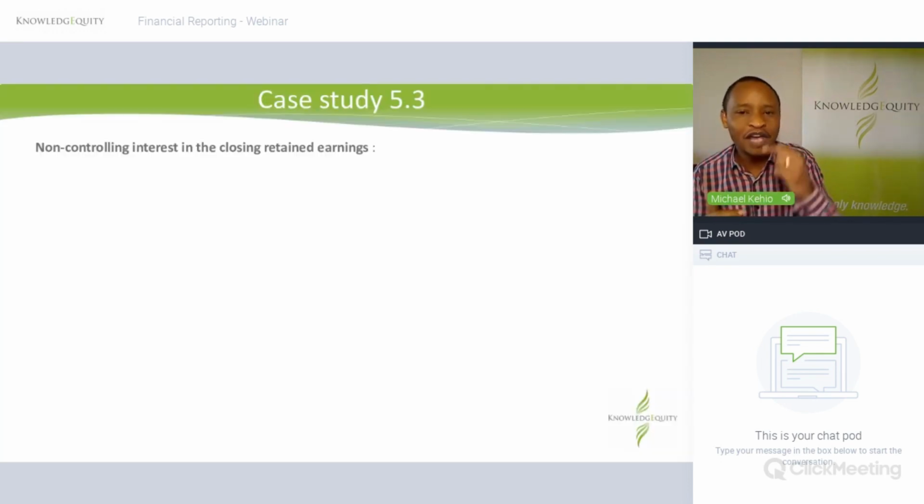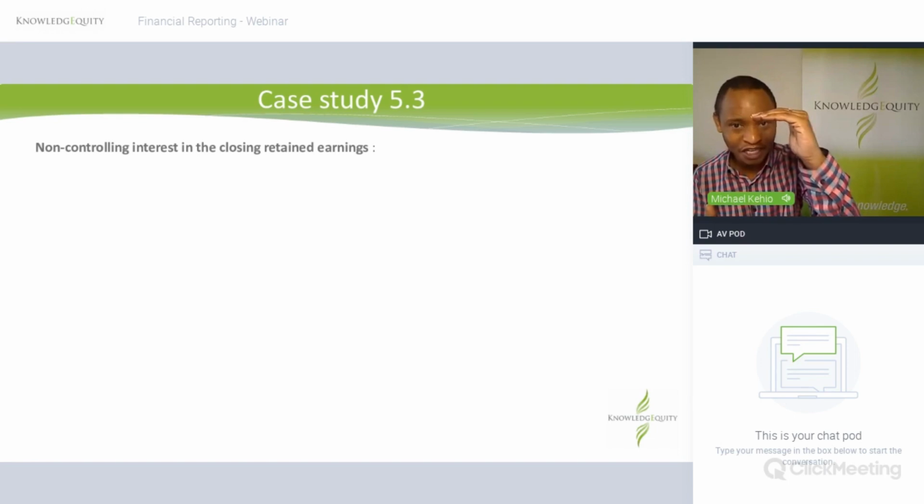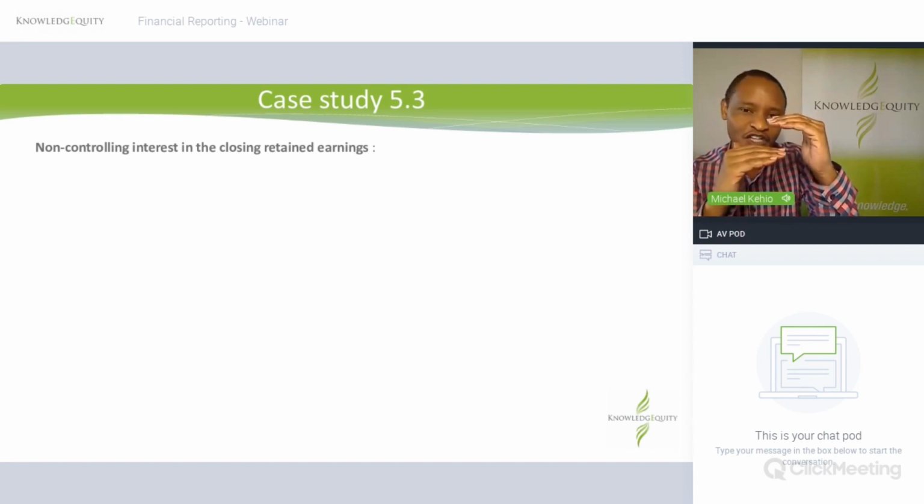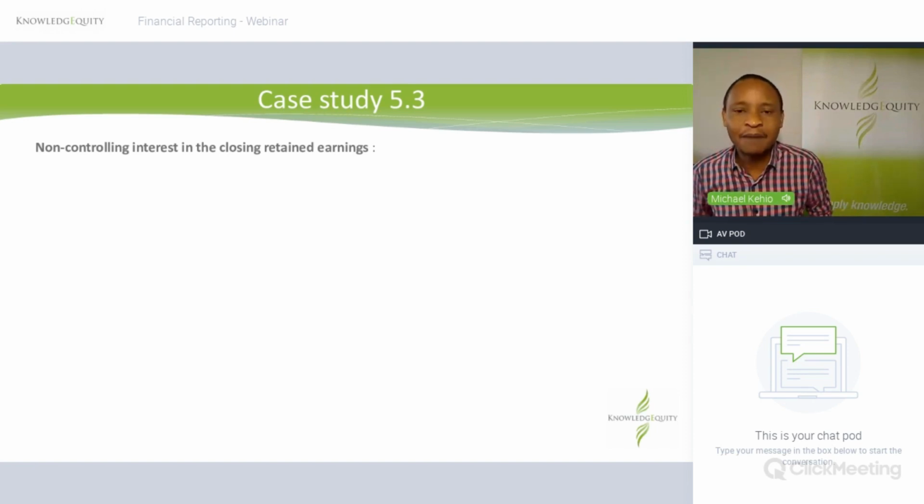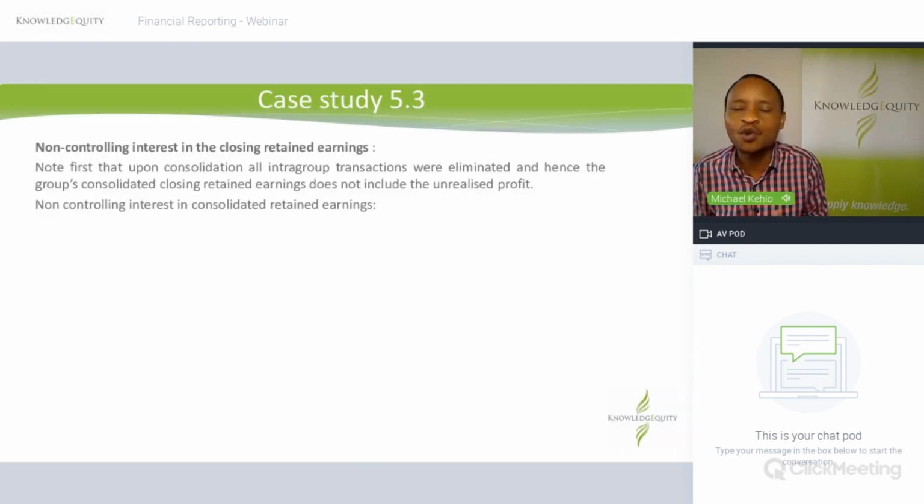All right, so now we have calculated the non-controlling interest in the opening retained earnings. We've calculated the non-controlling interest in the profit. So by just doing that, we obviously come up with the non-controlling interest in the closing retained earnings. We don't need to do any adjustments to the closing retained earnings. If you have already done the adjustments at the opening retained earnings and you've added the profit for the year, the effect is that you've already adjusted the closing retained earnings.